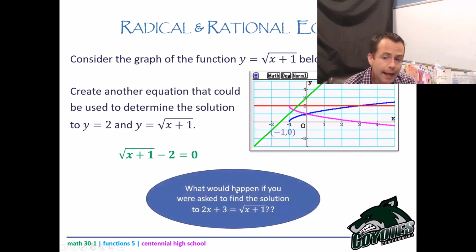What would happen if you were asked to find the solution to 2x plus 3 equals the root of x plus 1? Now, if you were wondering why that random green line appeared a few slides ago, the random green line is the equation 2x plus 3. If I'm looking for 2x plus 3 equals the root of x plus 1, I'm looking for the intersection between the green line and the blue line on my graph. And you will notice there is no intersection between those, so there is no solution. There is no solution because there is no intersection point.